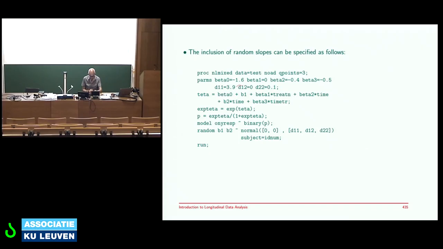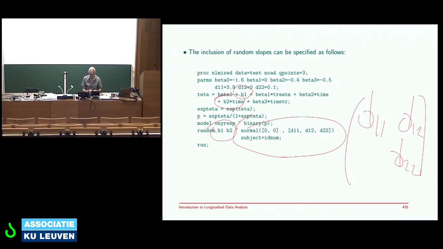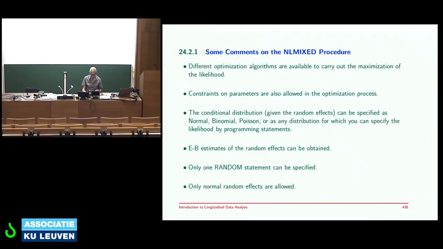You could have beta 1 and then beta 2 times time here, and then that pair of random effects is given a normal distribution with mean vector 0, 0, and variance-covariance matrix D11, D12, D22. And you see that SAS specifies only the 3 non-redundant elements. It knows that this needs to be D12 as well, of course.